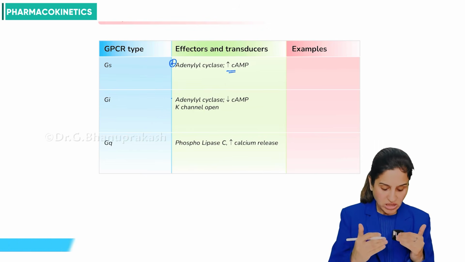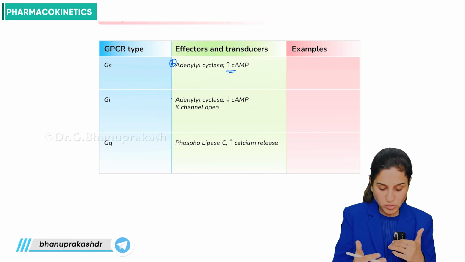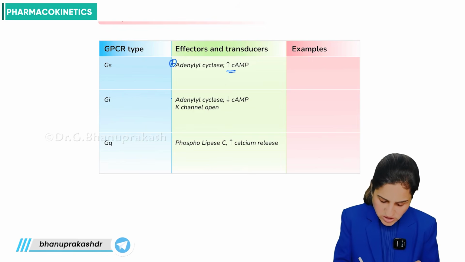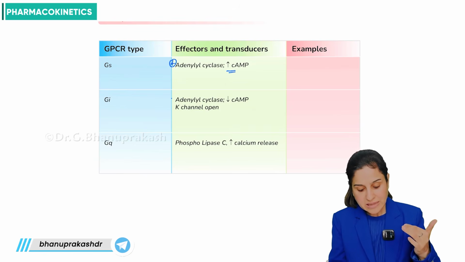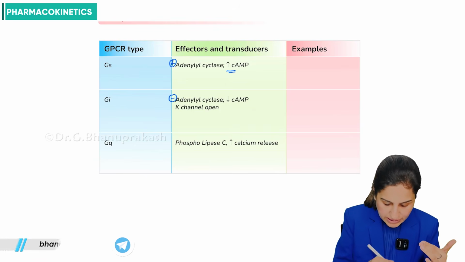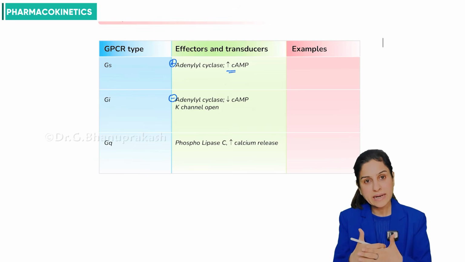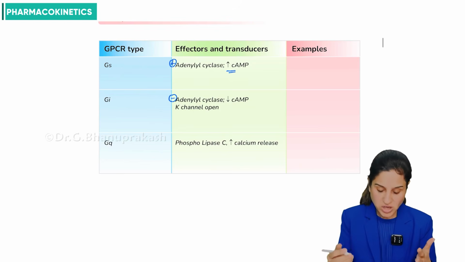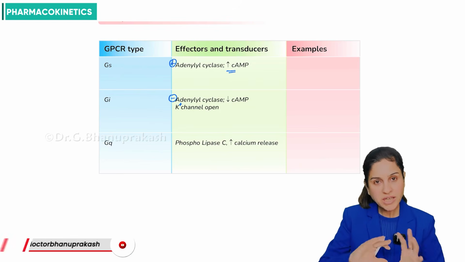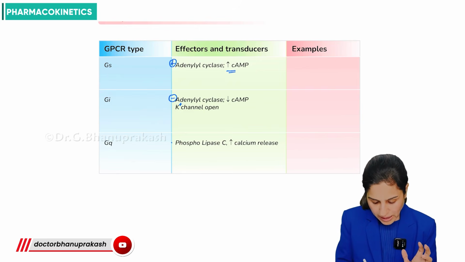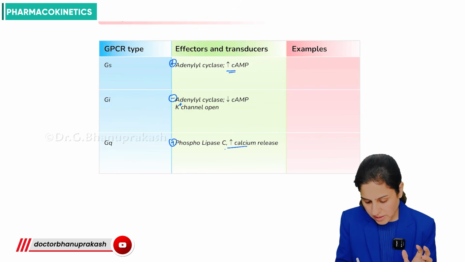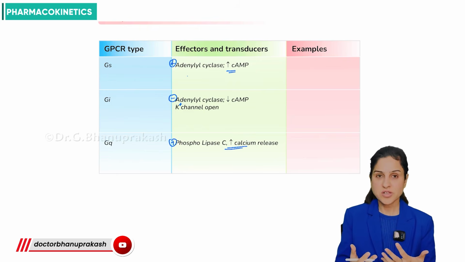Gi is opposite to Gs. Gs is G stimulatory, Gi is G inhibitory. So it will just do the opposite of what Gs is doing. It is going to inhibit the adenylyl cyclase, and it is going to decrease the cyclic AMP. Also, it leads to potassium channel opening. Gq has a different transducer system. It activates phospholipase C and basically causes an increase in the calcium concentration.